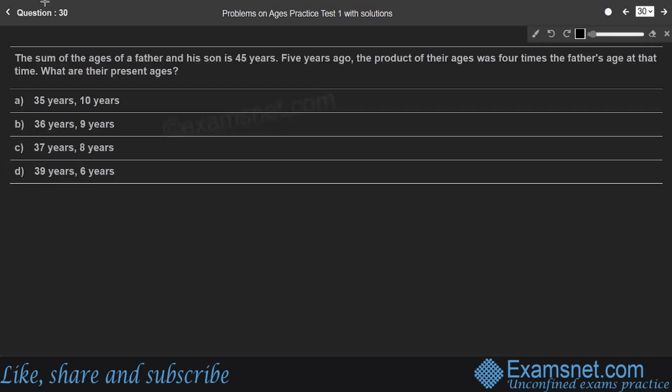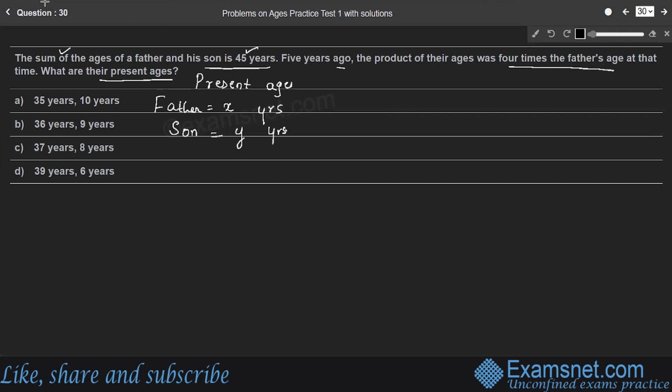Question number 30. The sum of the ages of a father and his son is 45 years. 5 years ago, the product of their ages was 4 times the father's age at that time. What are their present ages? So, we'll consider their present ages as X and Y. Present age of father be X years and his son be Y years old. And the sum of their ages is 45 years, so X plus Y is equal to 45.